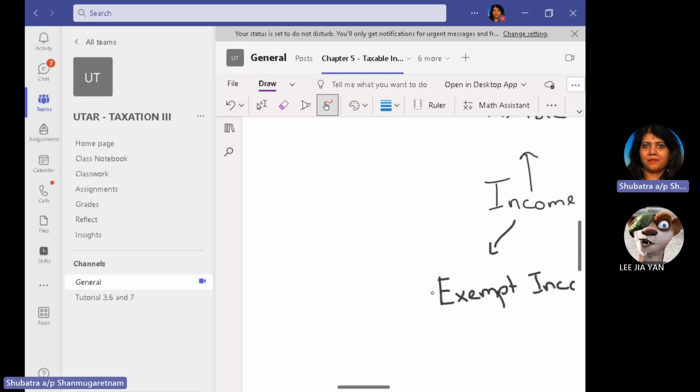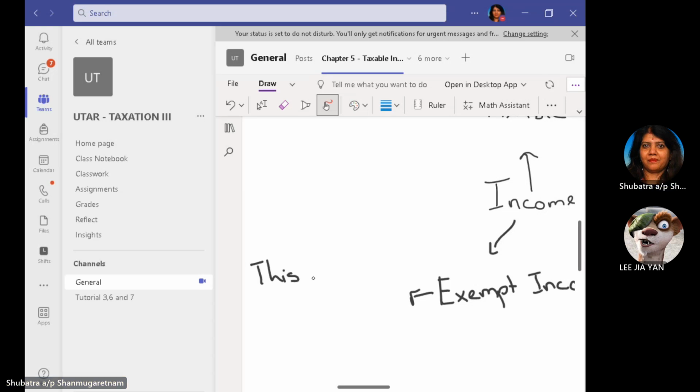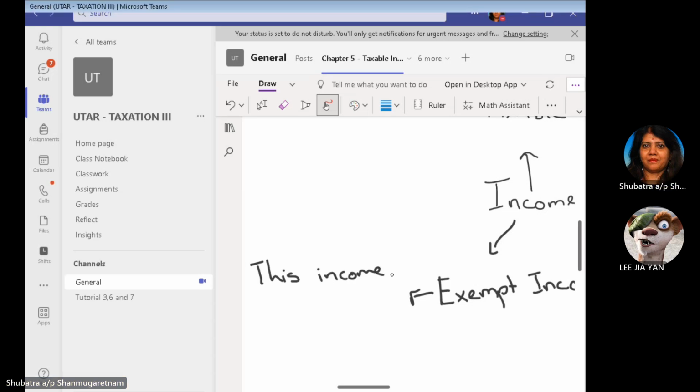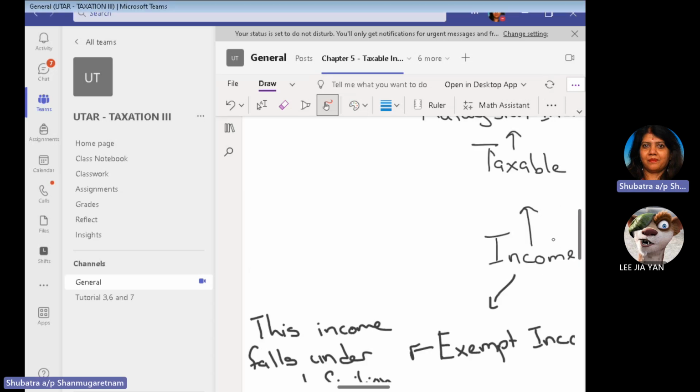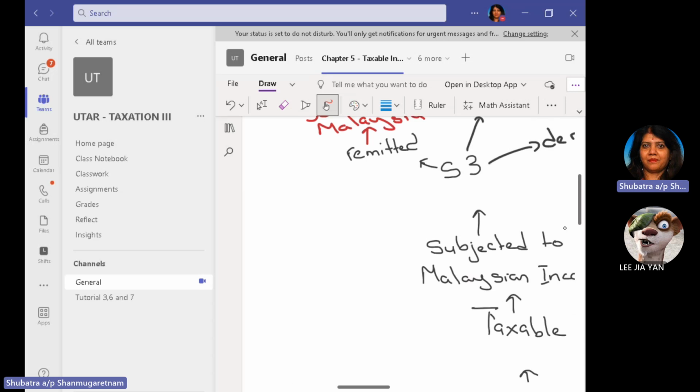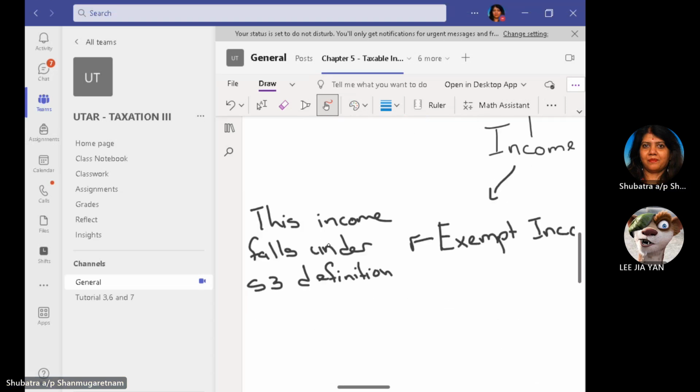Now, for exempt income, please remember this income falls under the Section 3 definition. Remember, we studied the Section 3 definition. We are saying that any income taxable in Malaysia is under Section 3. Any income taxable in Malaysia is subjected under Section 3. Now, the exempt income is a Section 3 income.